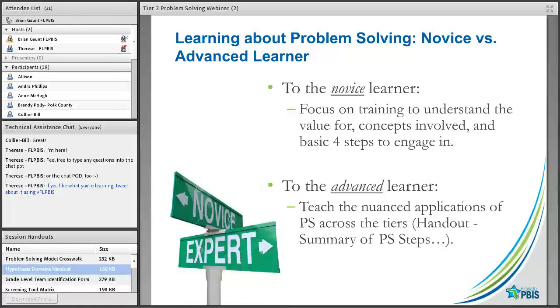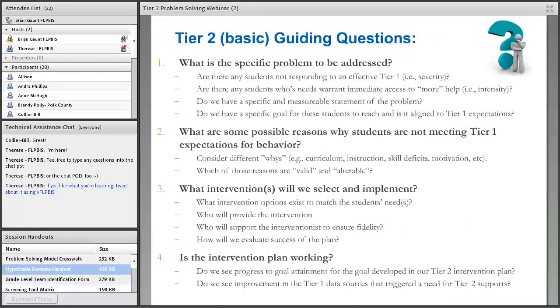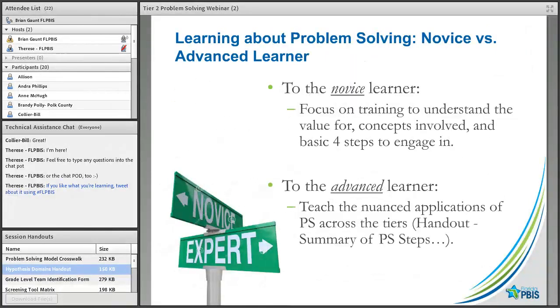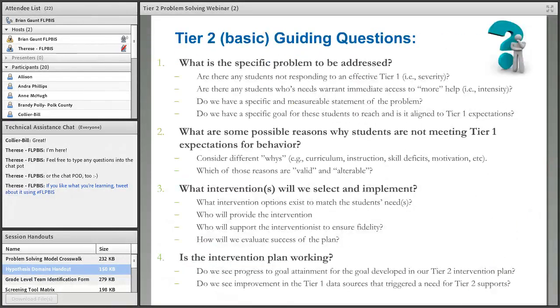For the advanced learner, I want to highlight a couple of handouts that we have for you. One of those has to do with the problem-solving model crosswalk, if you will. In that document, it's basically showing you that when it comes to problem solving, there are different models for it. There are lots of different ways to look at problem solving, and it really comes down to asking the same basic 4 questions that we have here on the screen now.